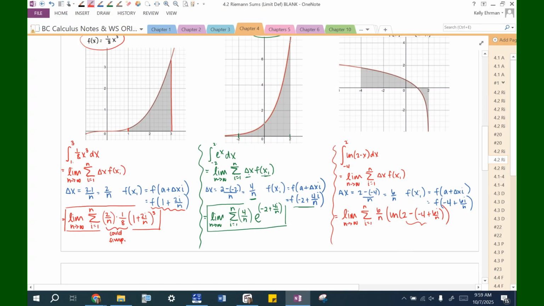Now, you could simplify this as well. Again, I'm not expecting that we have to actually take this limit because that would require some extra summation rules to memorize. But they might simplify this and say, okay, it's the natural log of 6 minus 6i over n.